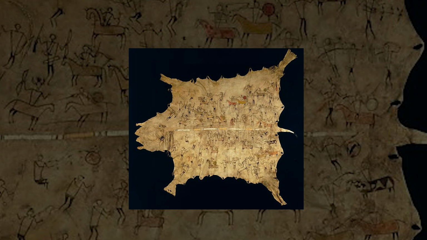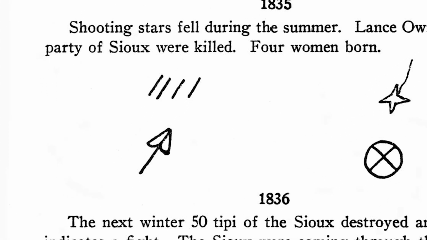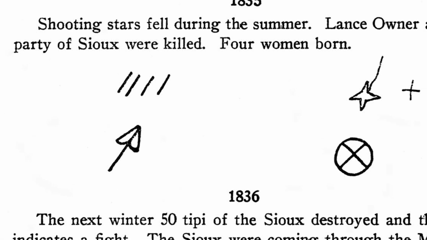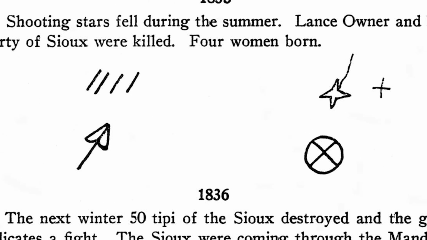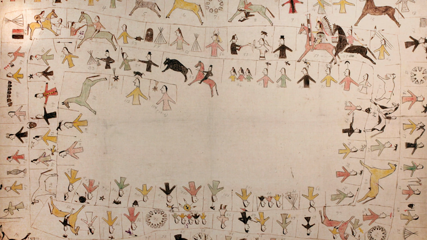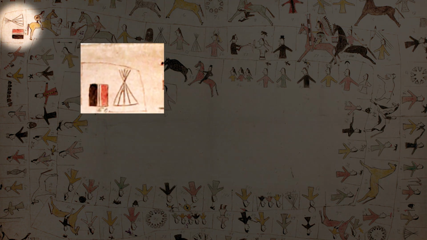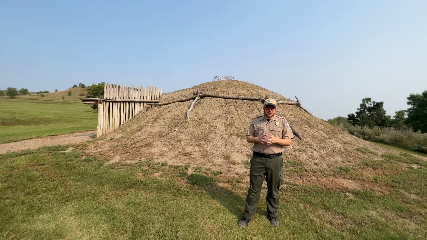Army. Another example is a winter count done by Foolish Woman of the Mandan tribe. This event depicts when the shooting stars fell, 4 women were born, and Lance and his party of Sioux were killed around 1835. Lastly, we have a winter count done by a Lakota man by the name of High Dog. This event, depicted at 1847, depicts High Dog's Lakota camp at a place they named Blanket Creek after acquiring blankets from white traders.